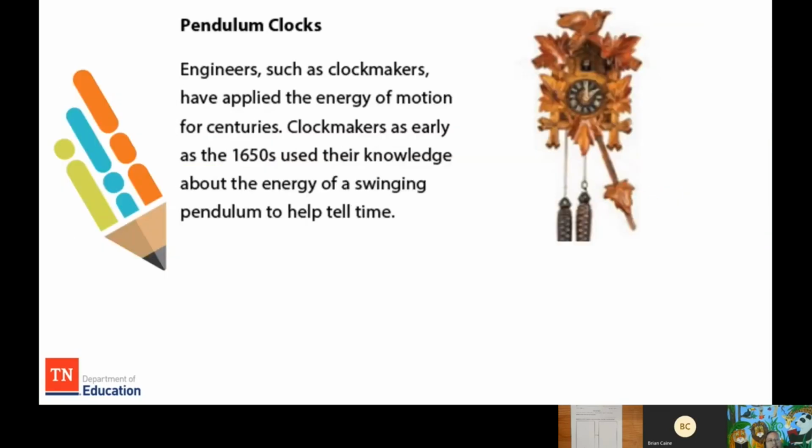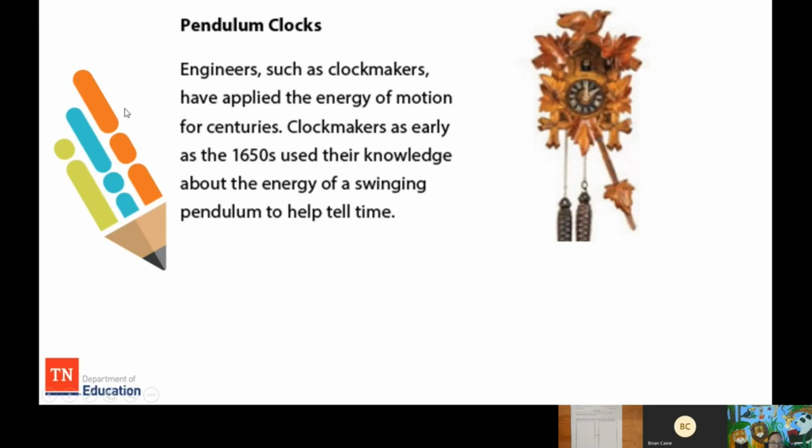Pendulum clocks. I bet you don't know what a pendulum clock is. We usually use digital clocks now. And even when we have clocks with the numbers on them on a round circle, they don't look like this. So this is a pendulum clock. You might have seen these in old movies, or maybe even when you visited older restaurants. Sometimes they have these cuckoo clocks. So those are pendulum clocks. And this is the pendulum. It goes back and forth.